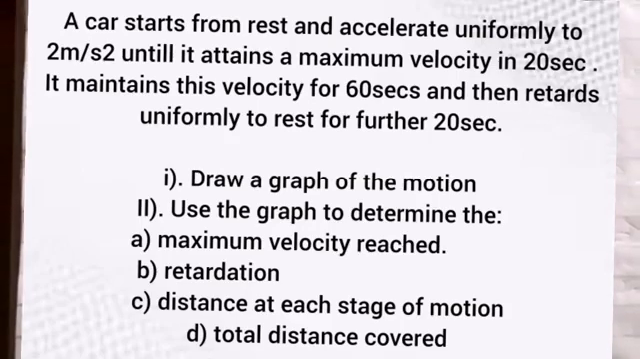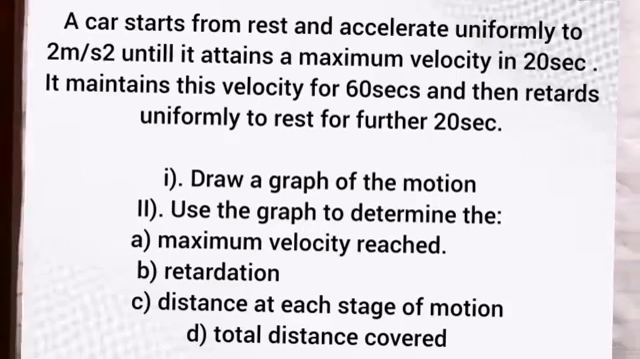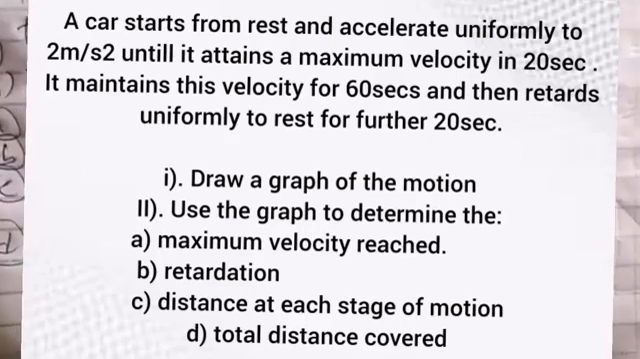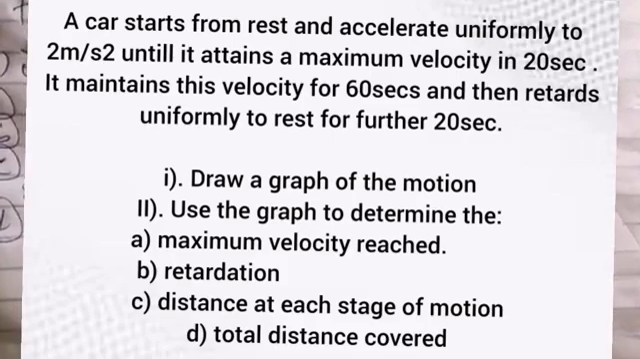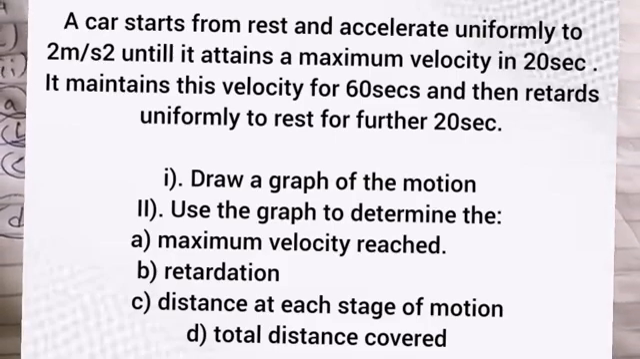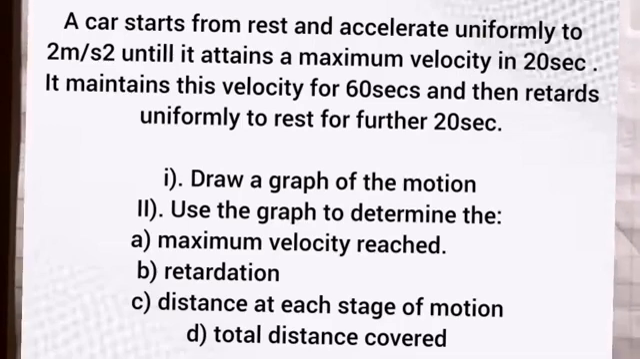The first question says draw a graph of the motion, and the next question says use the graph to determine A, maximum velocity reached, B, retardation, C, distance covered during each stage of the motion, and D, finally, total distance covered.